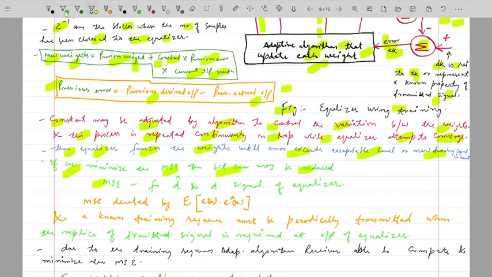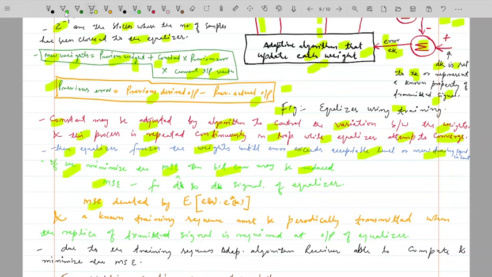So here the mean square error, how can we find that? We subtract the desired output. Here this is d of k. This cap denotes the estimated output of the equalizer, and d of k is the desired output of the equalizer. So if we subtract both the desired and estimated output, then we can easily find the value of the mean square error.